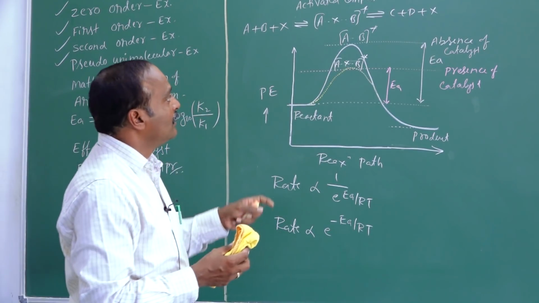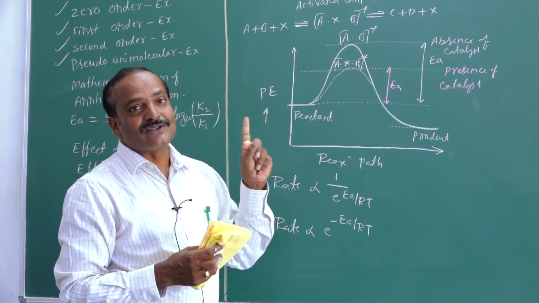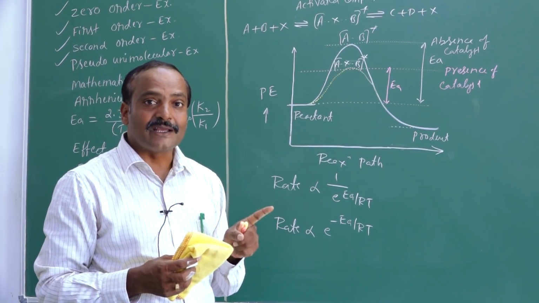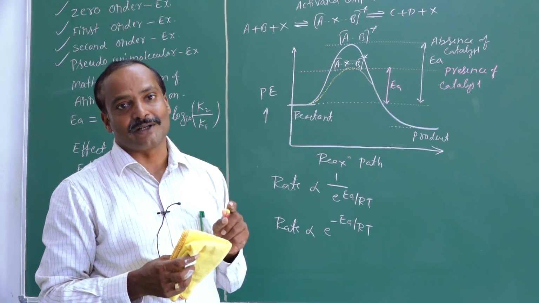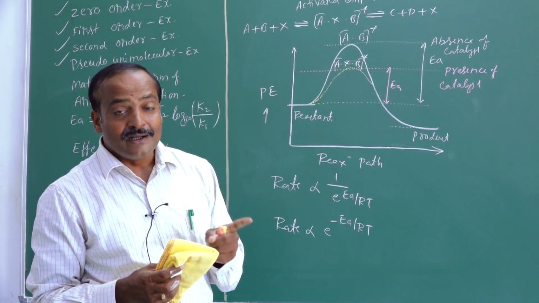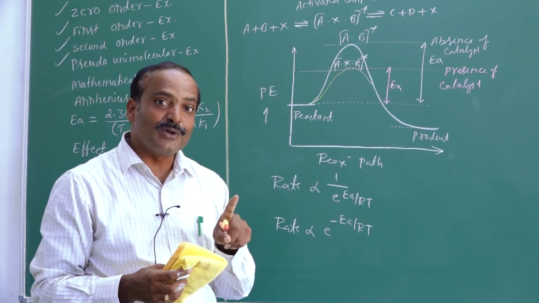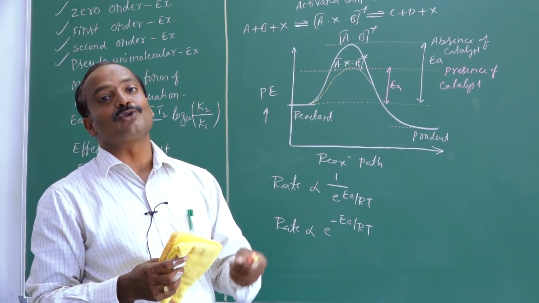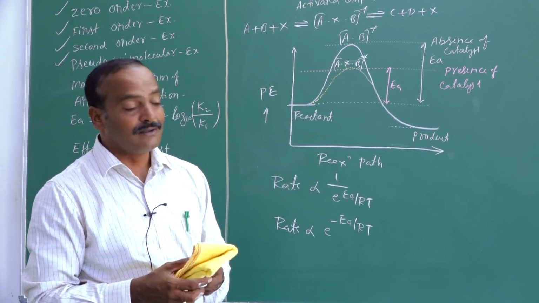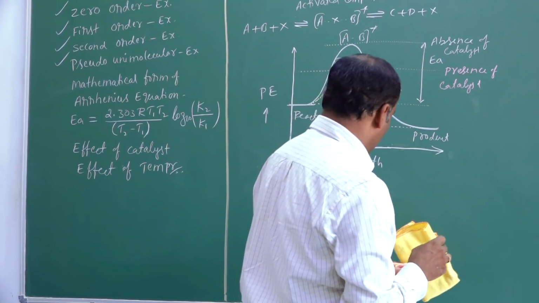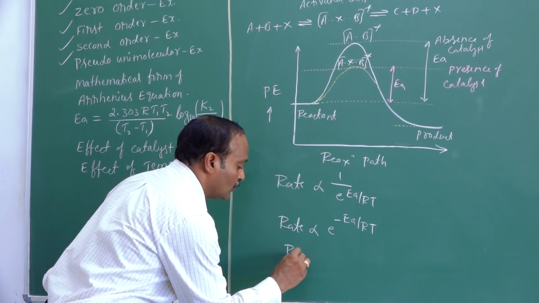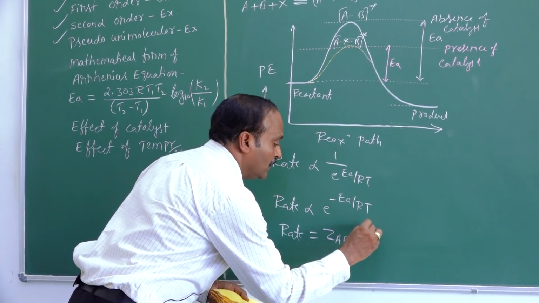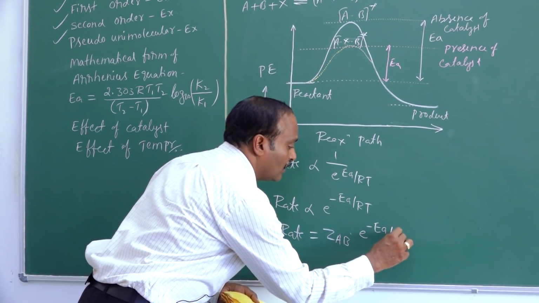Then the rate of reaction depends on the number of collisions per second per unit volume of the reaction mixture. The rate of reaction is directly proportional to the number of collisions per second per unit volume of the reaction mixture, and it is inversely proportional to activation energy. Hence, rate is equal to ZAB into e to the power of minus EA by RT.